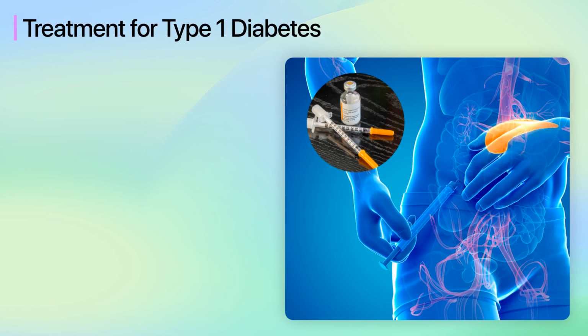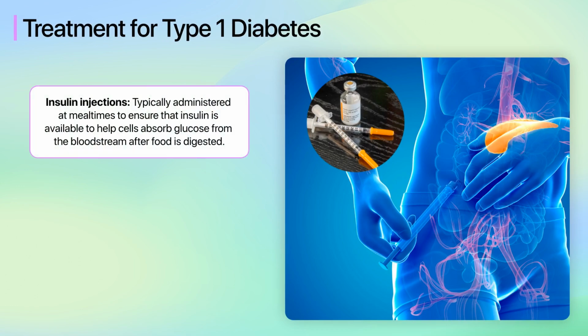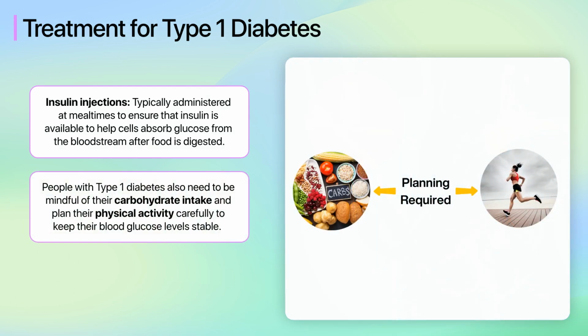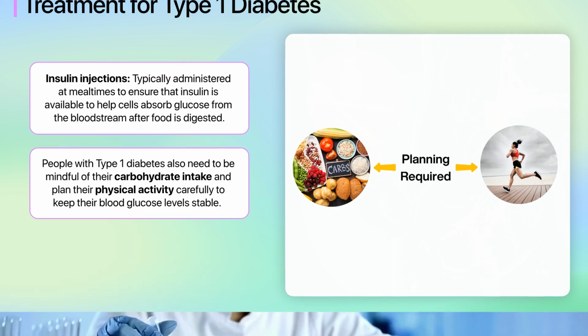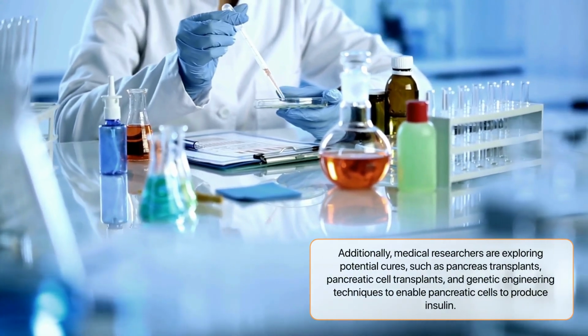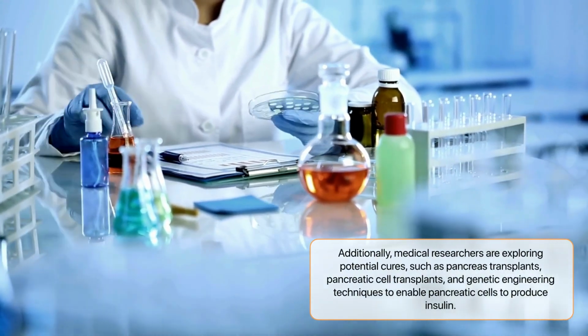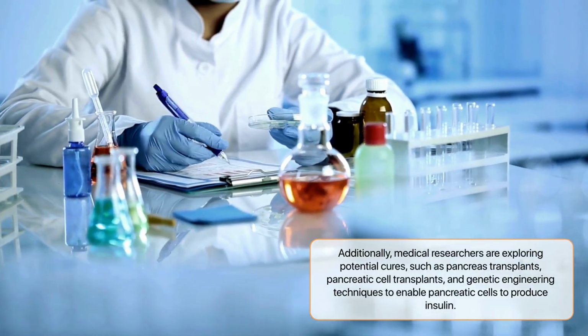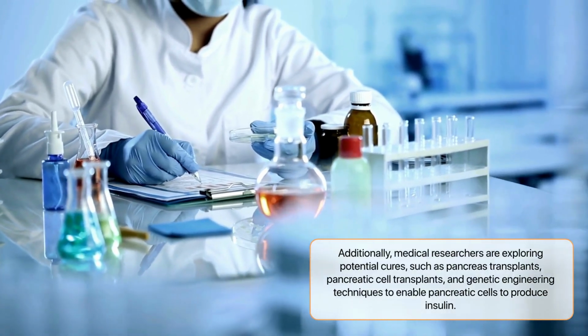To manage this condition, people with type 1 diabetes rely on insulin injections. These injections are typically administered at mealtimes to ensure that insulin is available to help cells absorb glucose from the bloodstream after food is digested. People with type 1 diabetes also need to be mindful of their carbohydrate intake and plan their physical activity carefully to keep their blood glucose levels stable. Additionally, medical researchers are exploring potential cures, such as pancreas transplants, pancreatic cell transplants, and genetic engineering techniques to enable pancreatic cells to produce insulin.